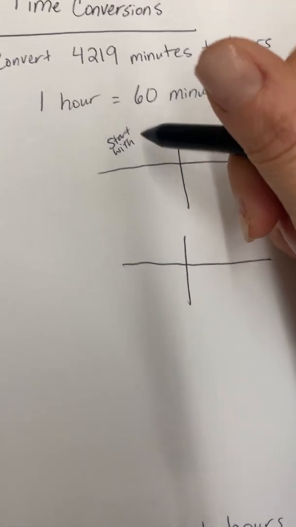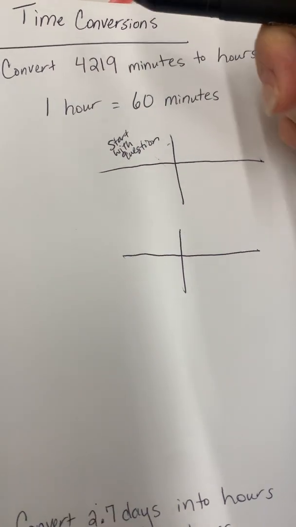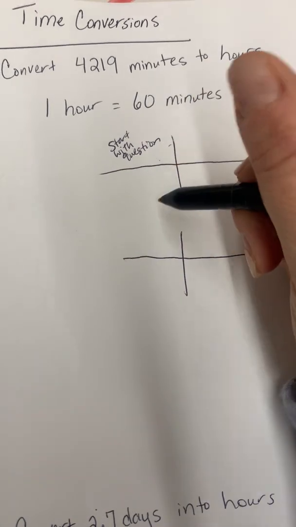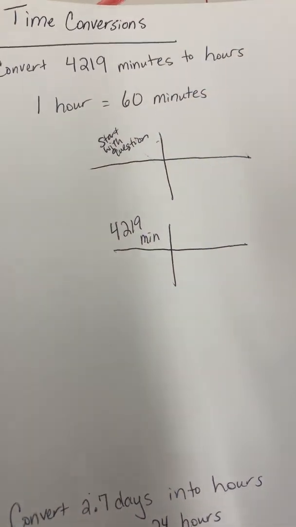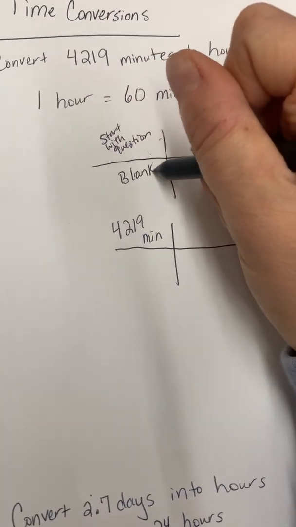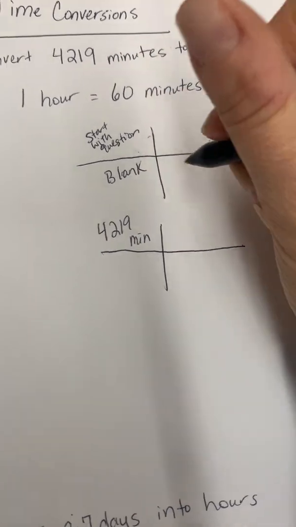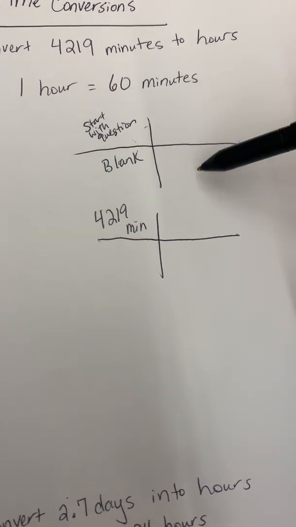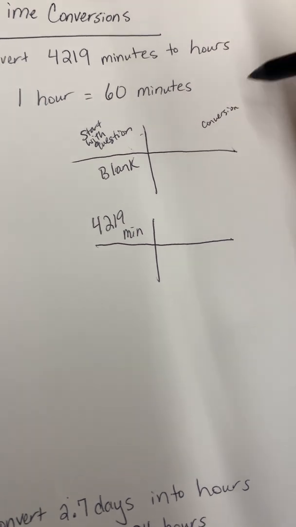The number that I start with in the question is whatever I give you to convert. So convert 4219 minutes. That's what we'll put here, 4219 minutes. Okay. This one down here is always going to be blank for us. It's not always blank in higher level classes or if we had a longer class, but for now it's blank. So nothing there. Here on this side is going to be the conversion factor, okay?